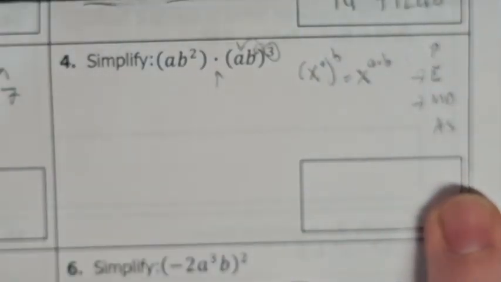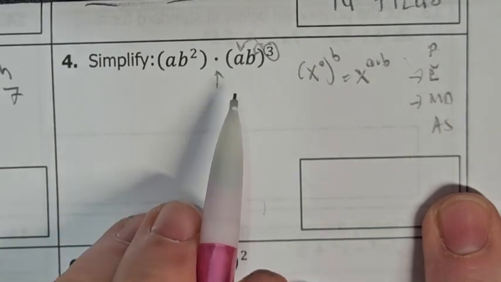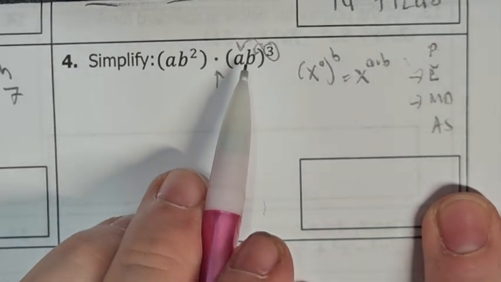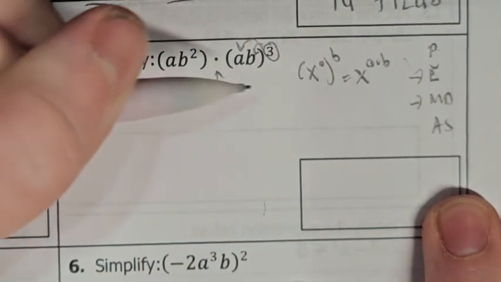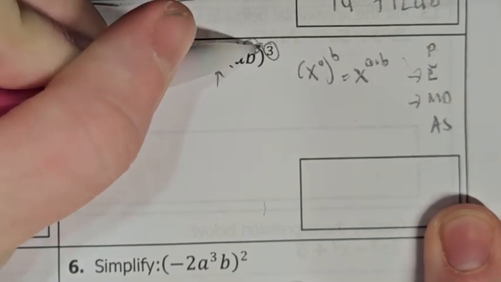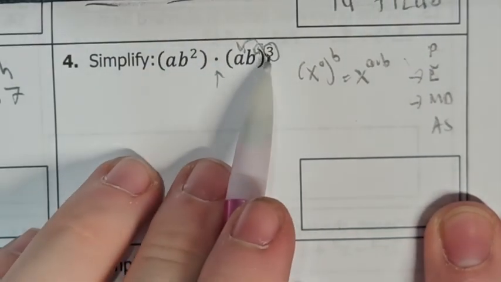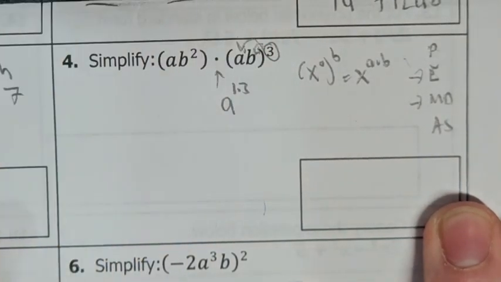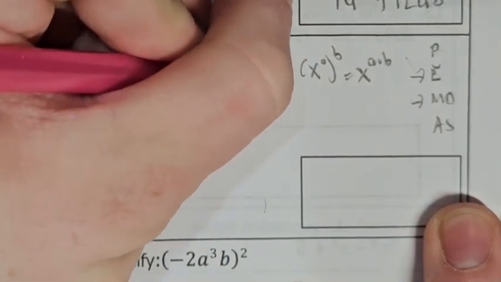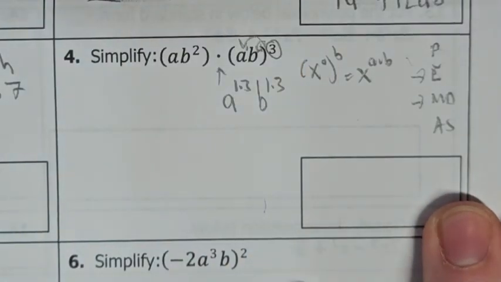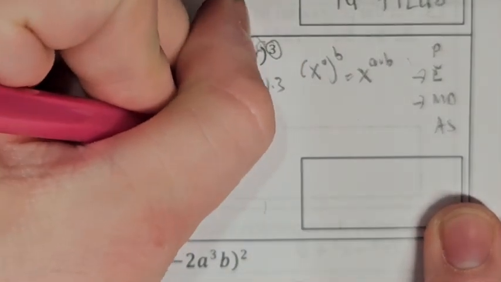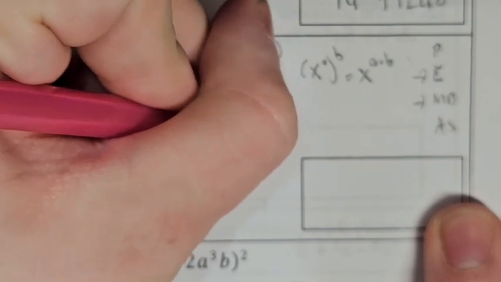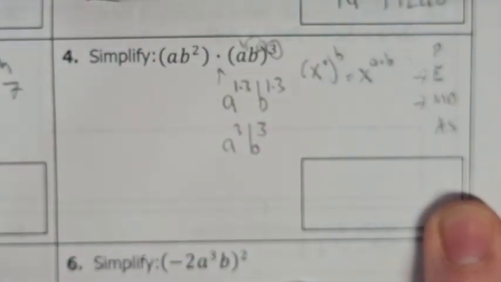In this case, both the a and the b would have exponents of 1, because there's not an exponent written there. So this would be a to the power of 1 and b to the power of 1. When I multiply in this 3, this will give me a to the power of 1 times 3 and b to the power of, again, 1 times 3. 1 times 3 is 3, so this gives me a to the third and b to the third, or a cubed and b cubed.